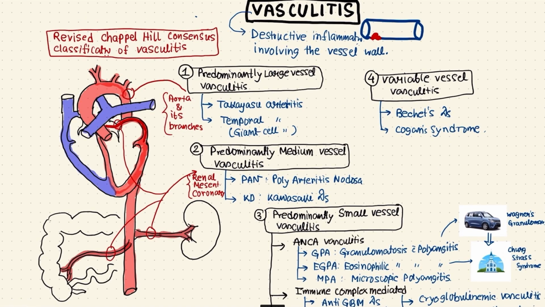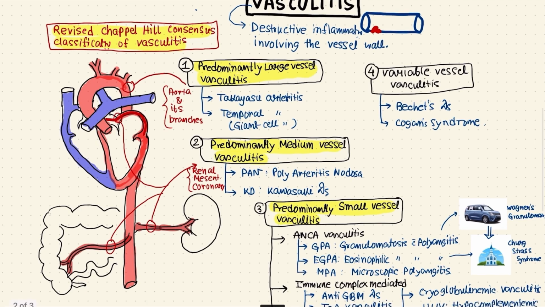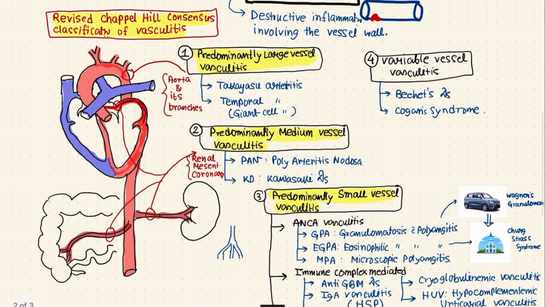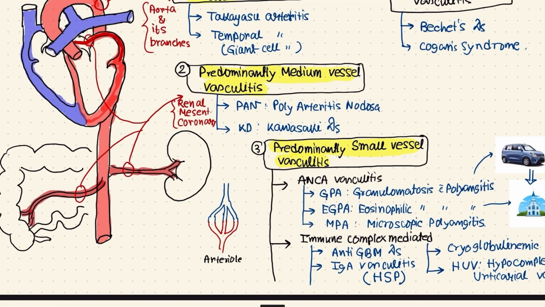So once again to revise, under this Chapel Hill classification we have predominantly large vessel vasculitis, predominantly medium vessel vasculitis, and predominantly small vessel vasculitis. Small vessel means arterioles, capillaries, venules, and veins. Underneath this we have ANCA vasculitis or immune complex mediated vasculitis.